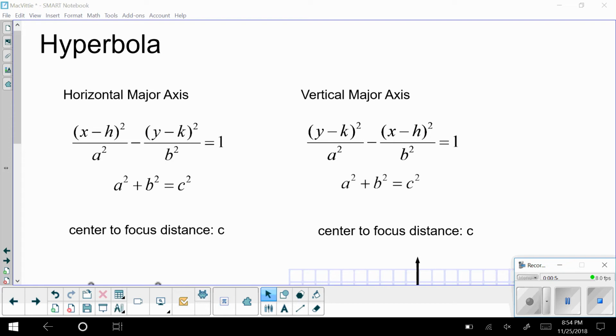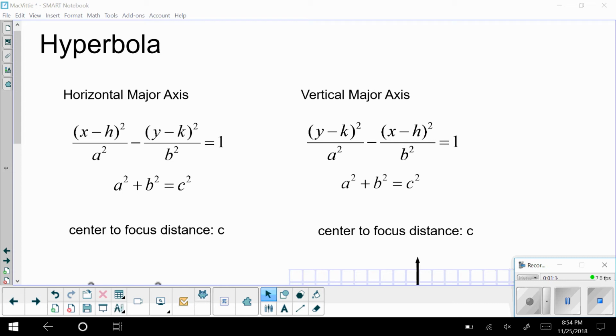If the x comes before subtraction, in other words, x is over the a squared, then this is a horizontal hyperbola, meaning our hyperbola curves are opening left and right. If y comes before the subtraction, that means it's a vertical hyperbola, meaning our hyperbola curves are opening up and down.